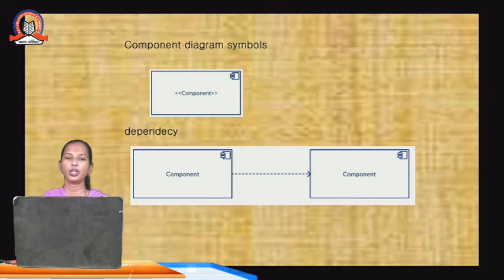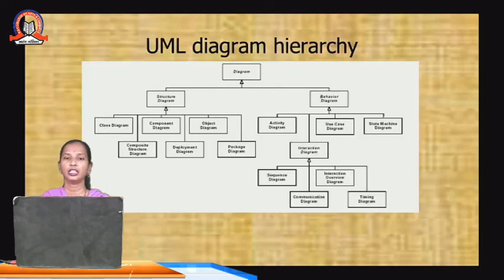Then the component diagram. The component diagram is again denoted with a rectangle, and there is a dependency shown, which you can say is a dotted line. There are various types of components: the component may be the database, a set of files, or authentication files. Then this is how the UML hierarchy is going to look. That's all everyone. Thank you.